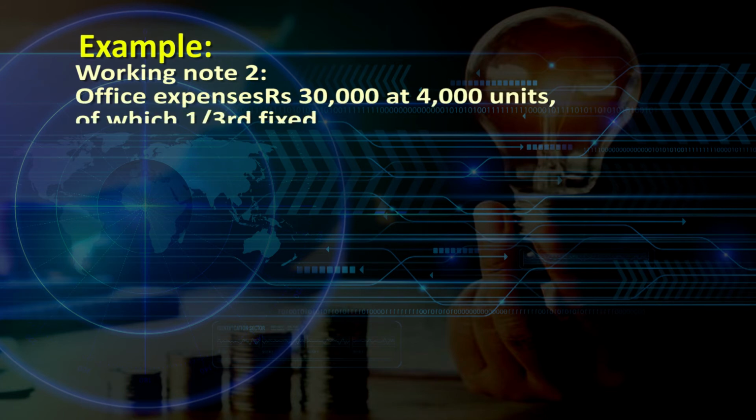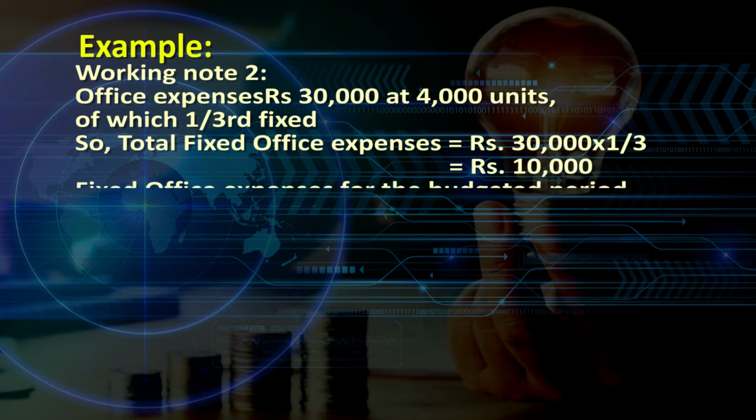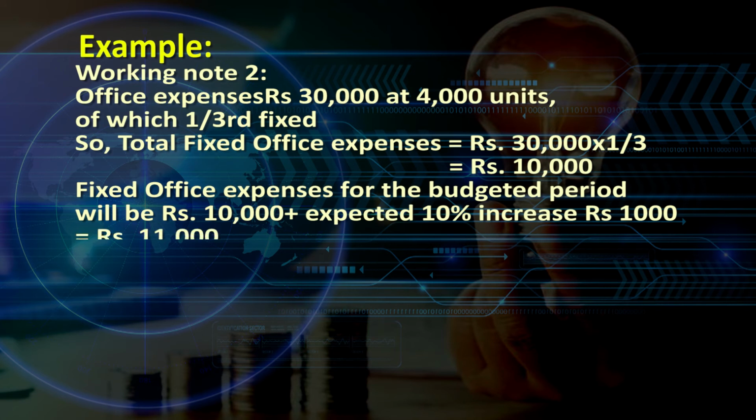Let us take the working note number 2 for office expenses, which are rupees 30,000 at 4,000 units, of which 1/3 is fixed. So total fixed office expenses will be equal to 30,000 multiplied by 1/3, which is equal to rupees 10,000. Fixed office expenses for the budgeted period will be rupees 10,000 plus expected 10% increase rupees 1,000, which equals now to rupees 11,000.